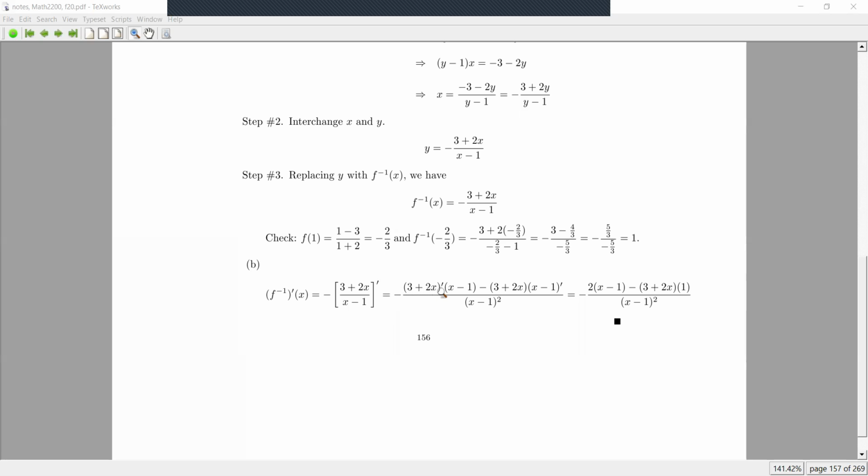3 plus 2x derivative is 2. X minus 1 derivative is 1. This is the answer to part B. This example doesn't require us to simplify our answer.